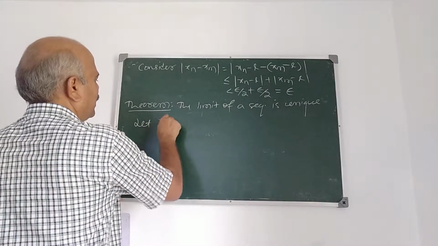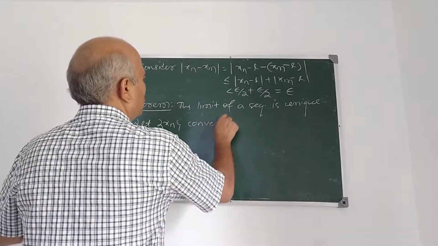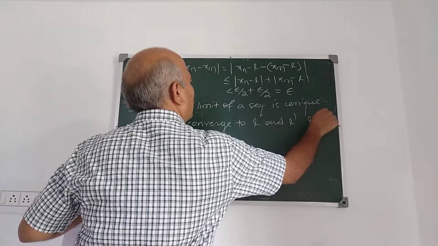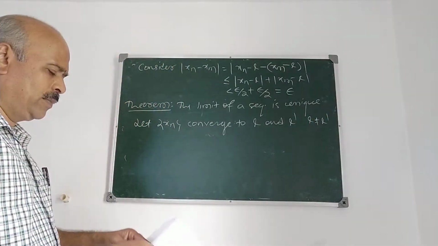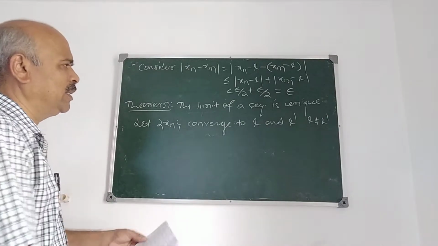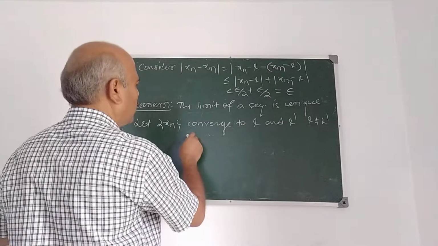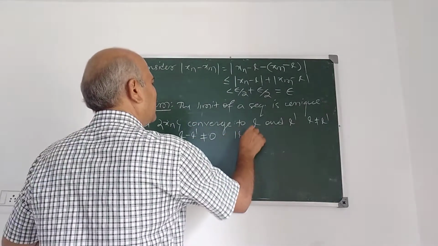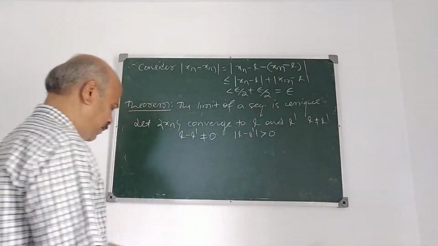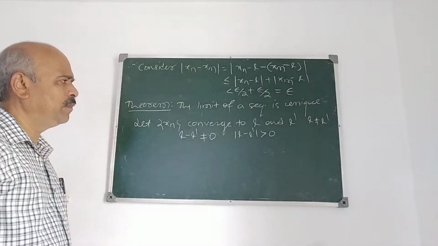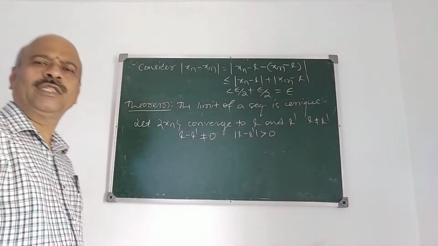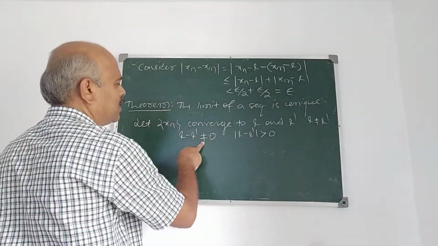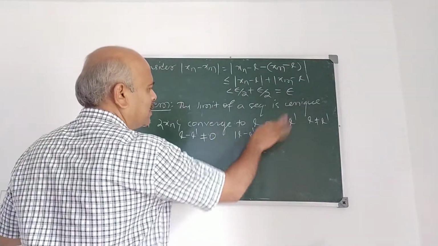Let the sequence xn converge to L and L dash, where L is not equal to L dash. We start with this. Suppose the sequence converges to two different limits, L and L dash, so that L and L dash are not equal. Therefore L minus L dash is not equal to 0, and mod L minus L dash is greater than 0.